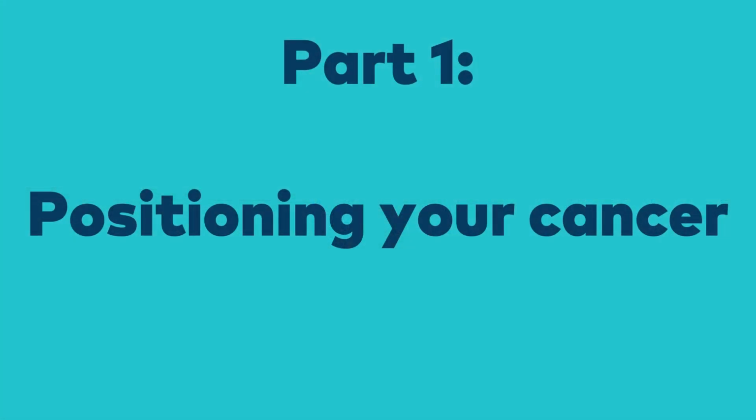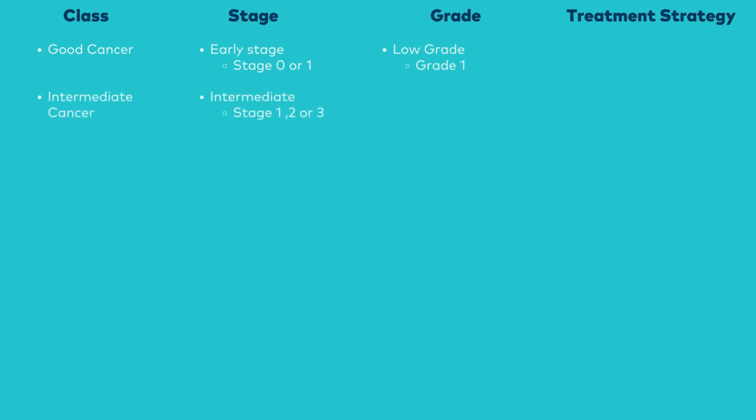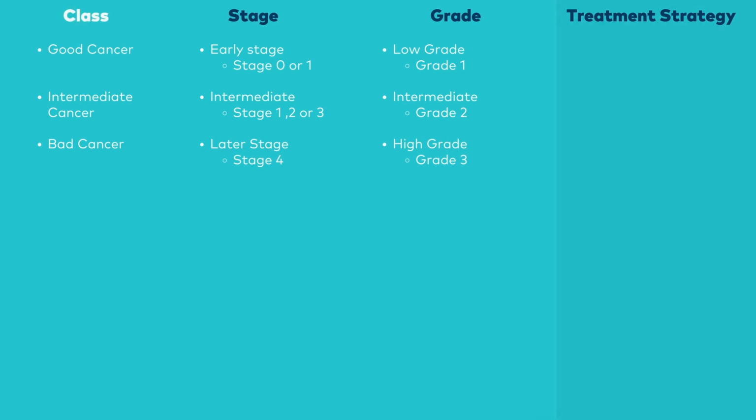With these definitions behind us, we can now look at positioning your cancer. A good cancer is stage 0, a precancer, or stage 1, early stage, and is low grade, grade 1. An intermediate is medium in both stage, in the range stage 1 to stage 3, and grade, grade 2. A bad cancer is late stage, stage 4, and high grade, grade 3. Having now positioned the cancer you have been diagnosed with, we finally turn to devising a treatment strategy fit for your class, stage, and grade of cancer.